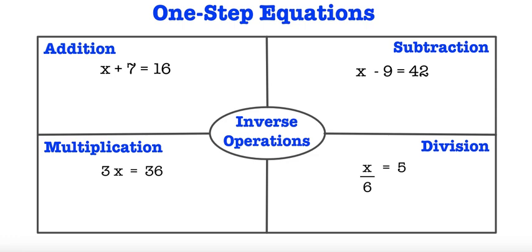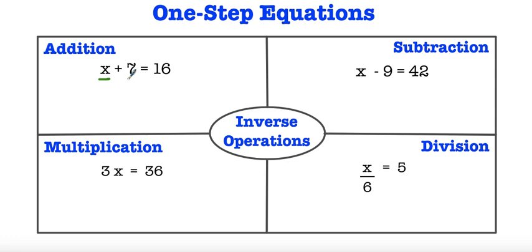Hello, mathematicians. Today we're going to be learning about one-step equations, and here I have a few examples. First, we're going to start with an addition example, and I have x plus 7 is equal to 16. Our goal here is to isolate our variable, and by doing so, we'll find out what x is equivalent to, because now all we know is that x plus 7 is equal to 16.